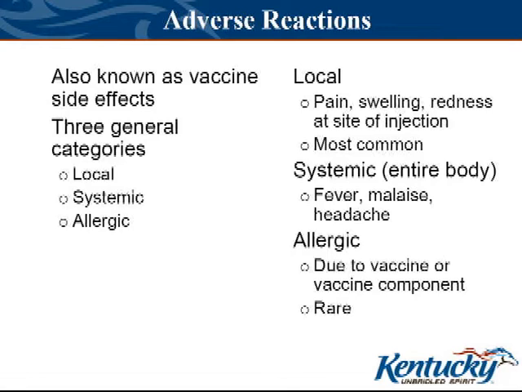We also have what's called systemic side effects, and these are side effects that can affect your entire body. So fever, malaise, things like that, and they're not as common, but you will see these more often with your live vaccines. And we also have allergic reactions, and these are due to vaccine or vaccine component, and they're very rare.